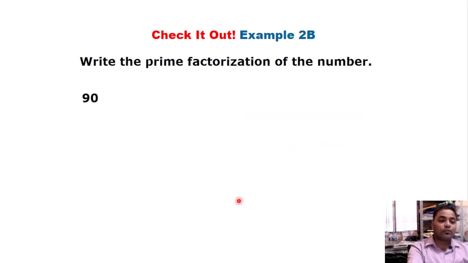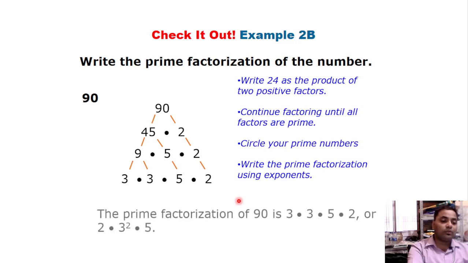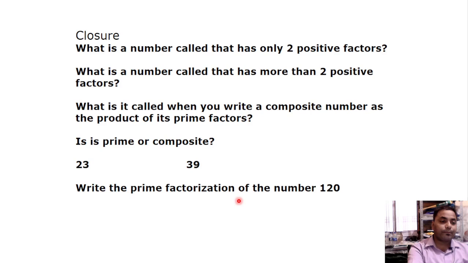Write the prime factorization of the number 90. 90 will be equal to 45 into 2. For 45, 9 into 5 into 2. For 9, 3 into 3. So 3 into 3 into 5 into 2. 3 to the power 2 into 5 into 2 is the prime factorization of 90.